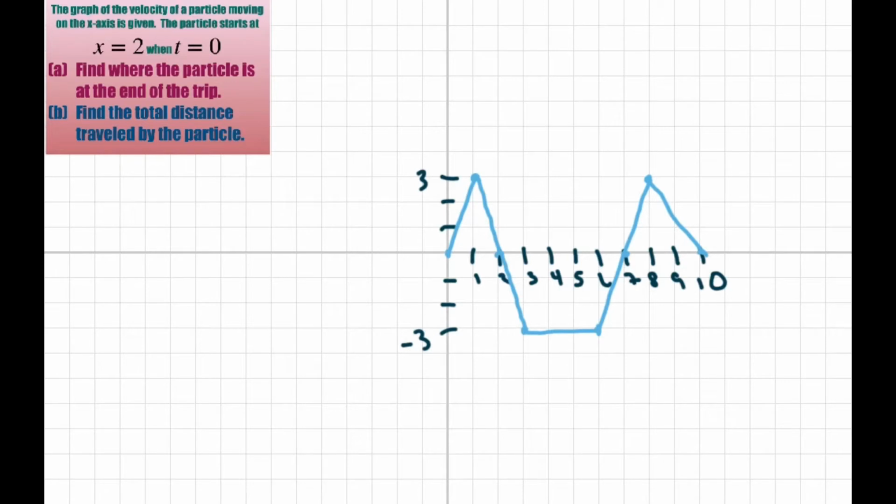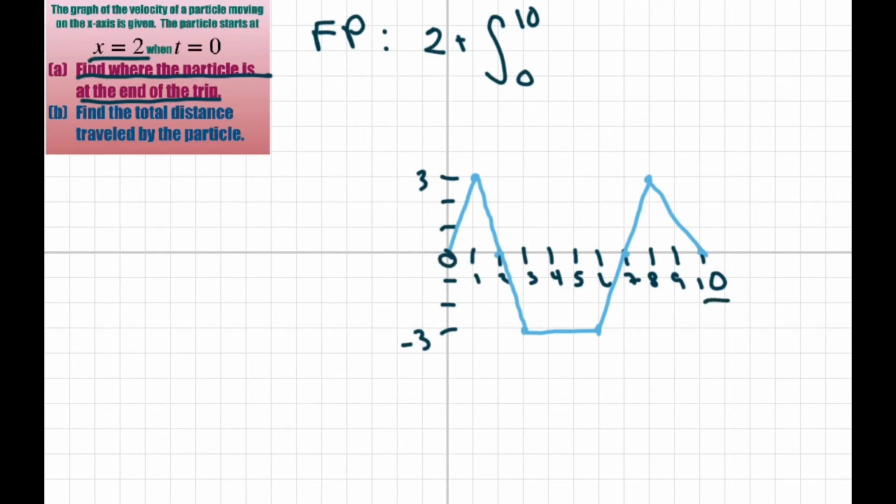So basically what we need to know is that your final position, which is A, where the particle is at the end of the trip, is starting at 2. So it's going to be 2 plus the integral from 0 to 10, according to our graph, of the velocity of t, dt. All we have to do is look at this and break it up. And remember, this is just your area under the curve.